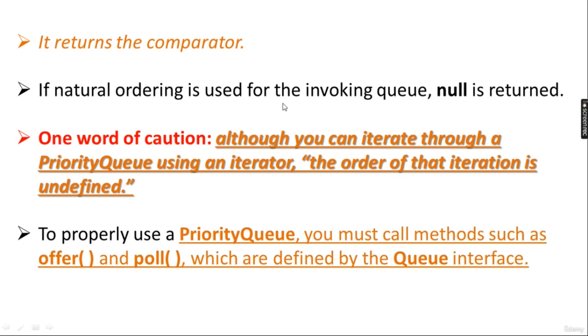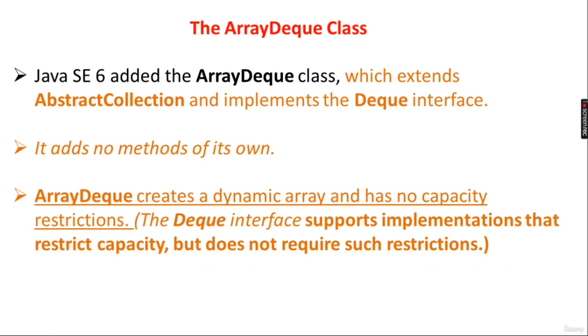Although you can iterate through a priority queue using an iterator, the order of that iteration is undefined. Okay. So you are using the iterator to iterate in the priority queue, but the order of that iteration is undefined. Okay. To properly use a priority queue, you must call methods such as offer and poll, which are defined by the queue interface. Then next class is ArrayDeque class.